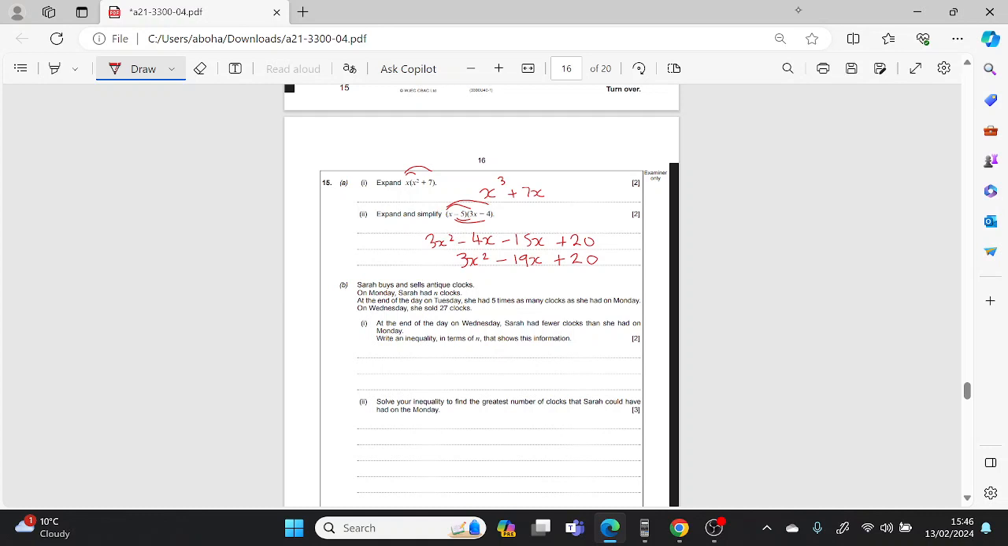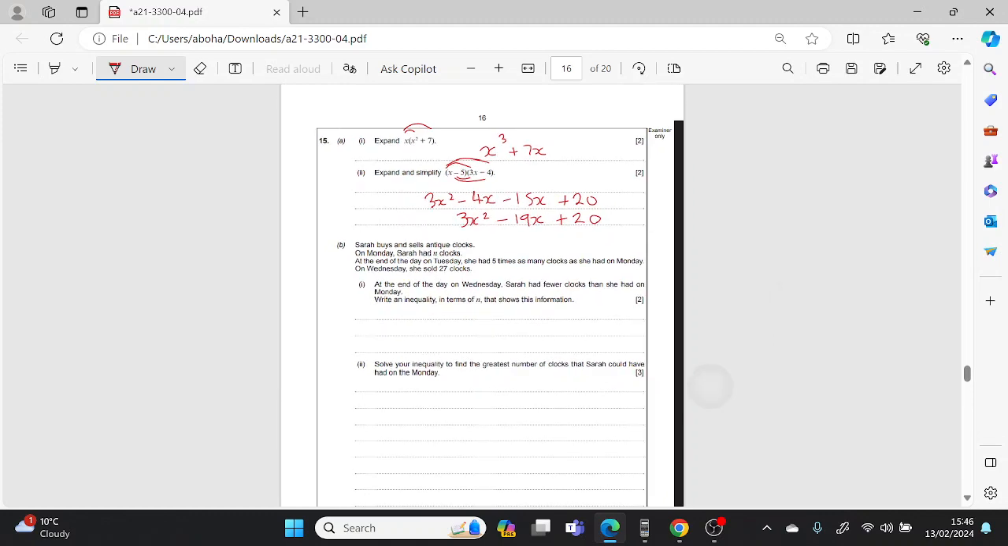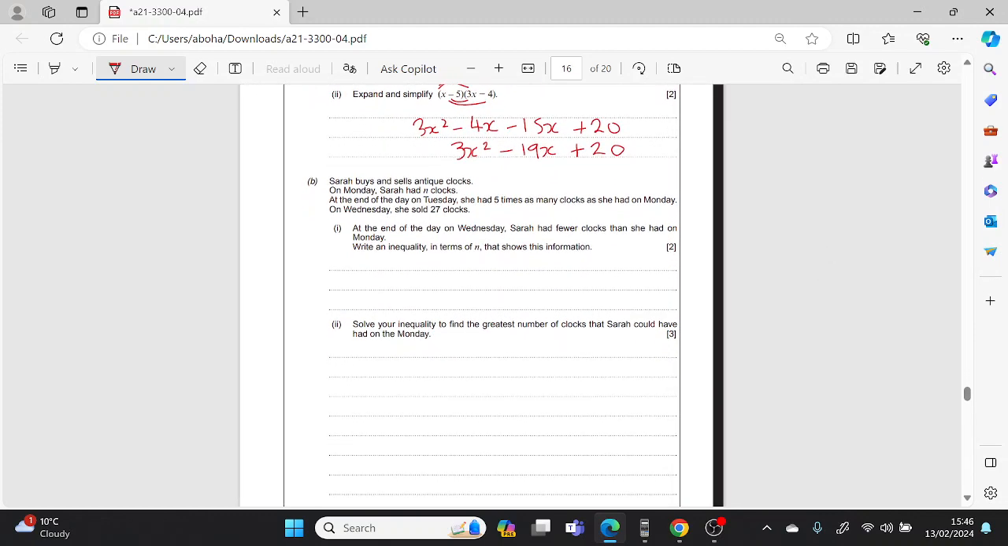And then B, a lot of students really struggle with this next one because of the inequalities. So Sarah buys and sells antique clocks. On Monday, Sarah had N clocks. So obviously we don't know how many she's got, so we just call that N. At the end of the day on Tuesday, she had 5 times as many clocks as she had on Monday. And on Wednesday, she sold 27 clocks. At the end of the day on Wednesday, Sarah had fewer clocks than she had on Monday. Write down an inequality in terms of N that shows this information.